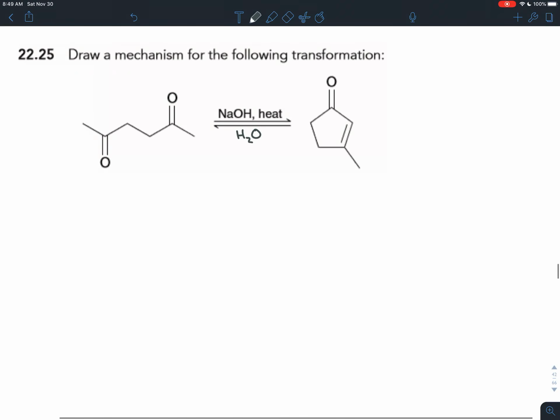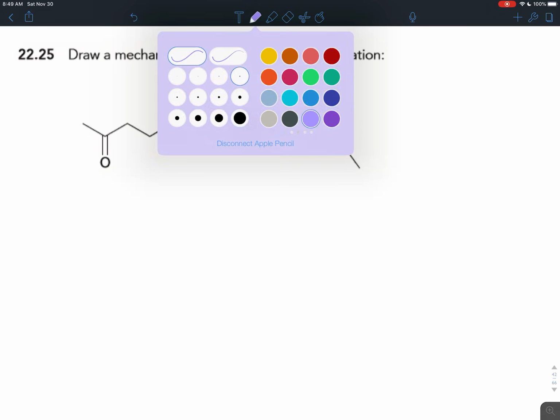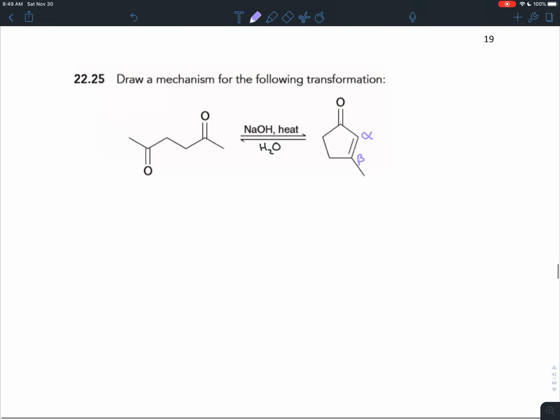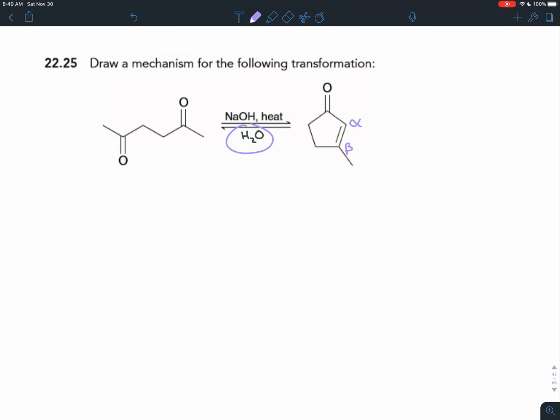But one feature that should be very evocative for you is that you have this ketone, and next to the ketone you have an alpha-beta unsaturation. That is the sign of an aldol condensation. And when you look, you see that we have the recipe for an aldol condensation here: NaOH and heat, and there should also be some water there. So it may not be written on your sheets, but there should be water in this mixture. You'll see that we'll use water in the mechanism.